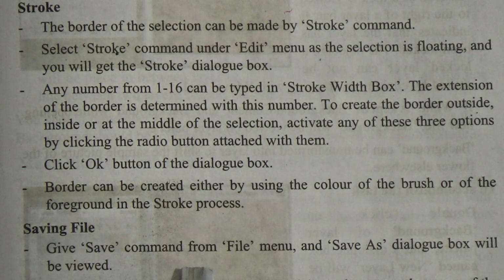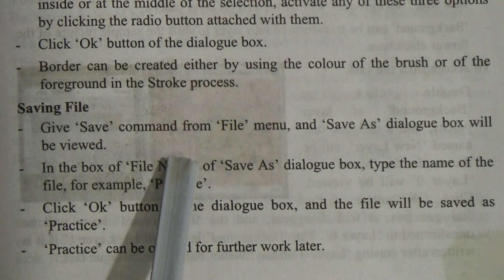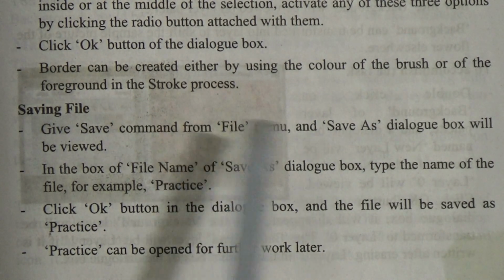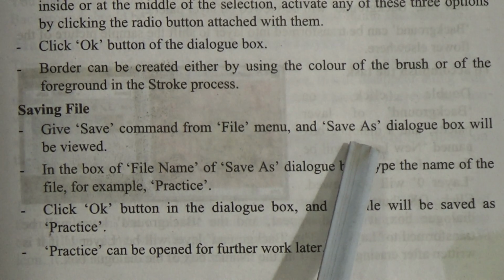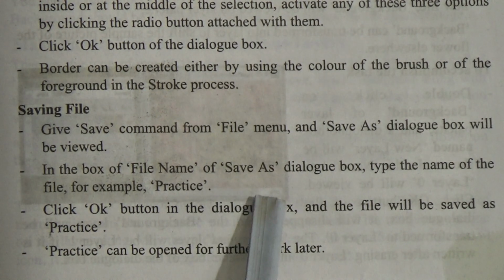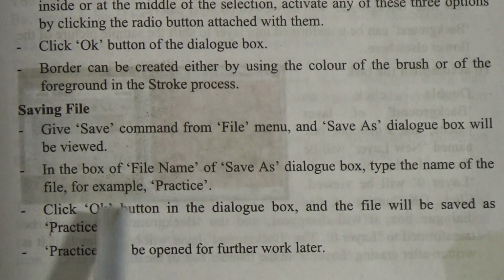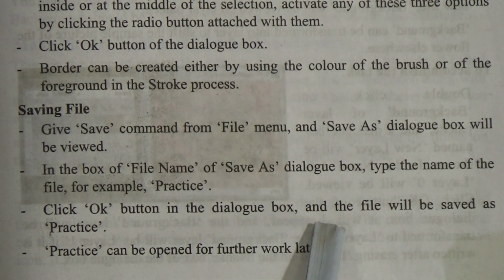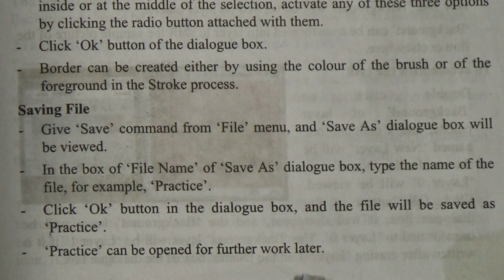Saving file. Give the Save command from the File menu and the Save As dialog box will be viewed. So you have done all these, and after that, if you want to save your file, you have to click the command of Save, then the Save As dialog box will be viewed. In the file name box of the Save As dialog box, type the name of the file, for example, practice. Click the OK button in the dialog box and the file will be saved as practice. Practice can be opened for further work later.